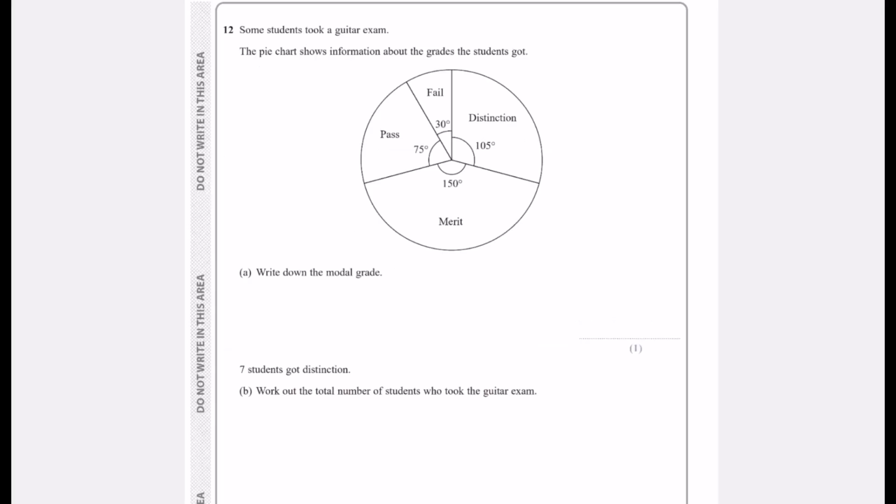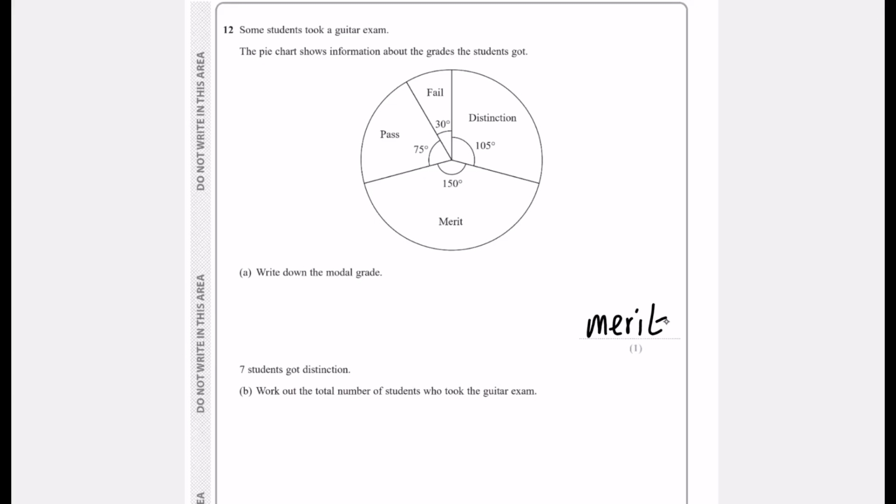Question 12. Some students took a guitar exam. The pie chart shows information about the grades the students got. Write down the modal grade. The mode is the most common. So which one's the biggest? Which is the most common? It's merit.